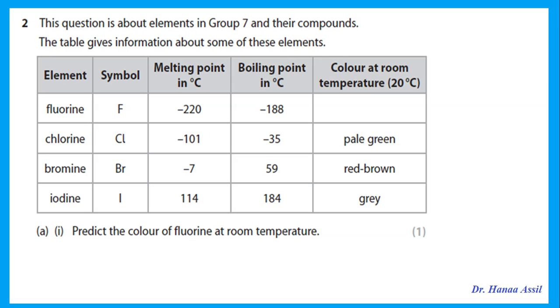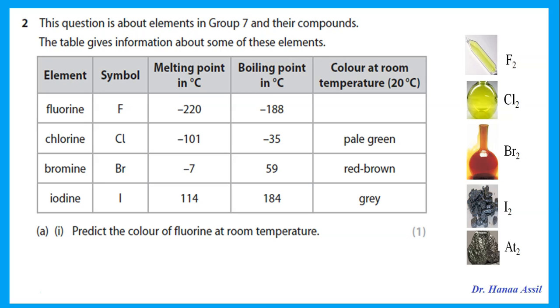This question is about elements in group 7 and their compounds. The table gives information about some of these elements and we are required to predict the color of fluorine at room temperature. You should be familiar with this. Fluorine is a yellow gas. Chlorine is a green or yellow-green gas. Bromine is a red-brown liquid. Iodine is a gray solid.